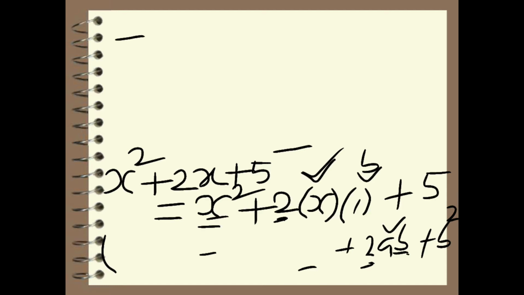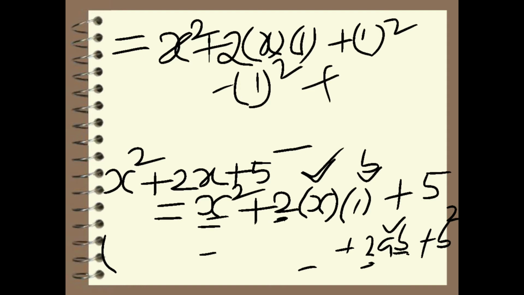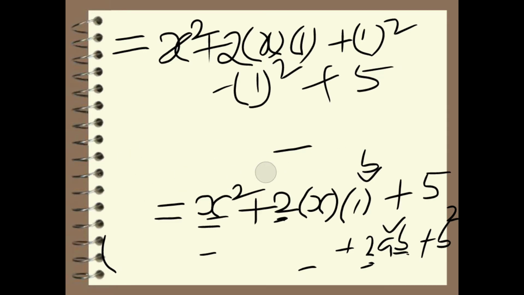So if we add and subtract b square, then what happens? x square plus 2x into 1, plus in the place of b 1 is there, so add and subtract b square, nothing but 1 square minus 1 square, already 5 is there, so 5. Okay students, did you understand?